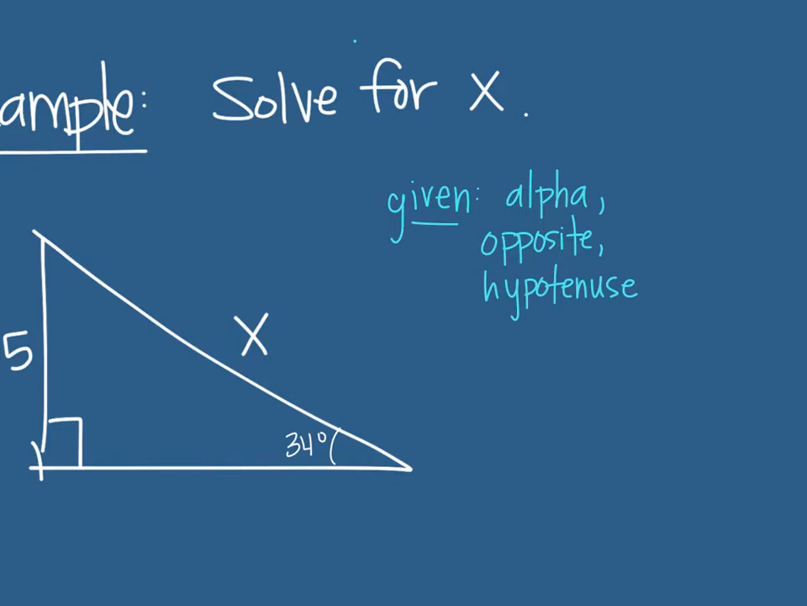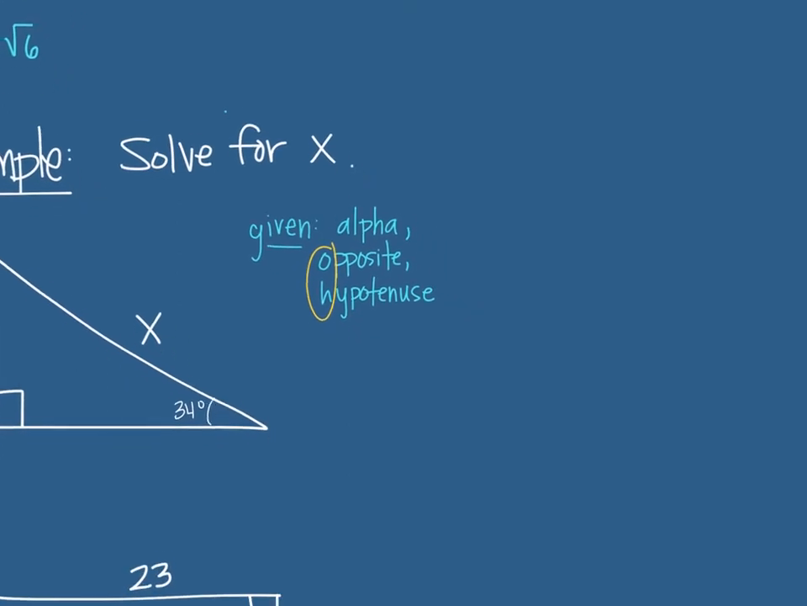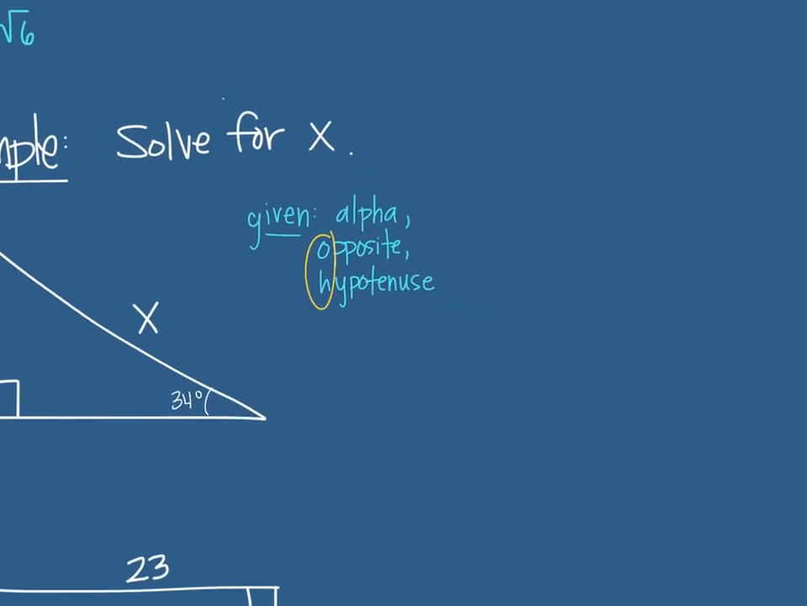All right, if that's what I was given, what trig should I use? I was given alpha, opposite, and hypotenuse. Take a look at those letters there, the O and the H. Okay, that is sine. Okay, O and H is part of sine. So I want to use the sine formula to solve this problem. All right, so the sine formula is this. Make sure you write it all out. Sine alpha is opposite over hypotenuse.